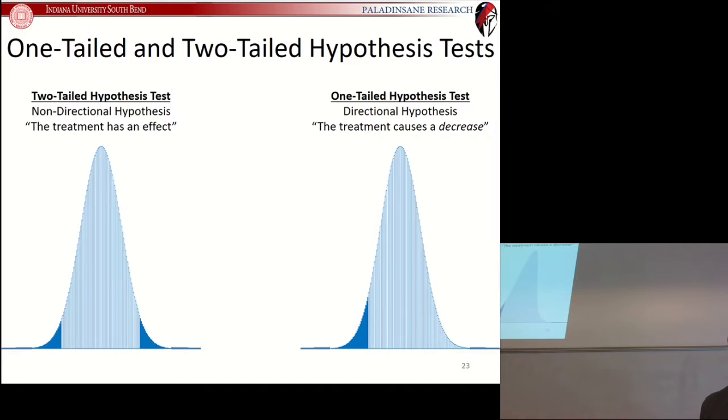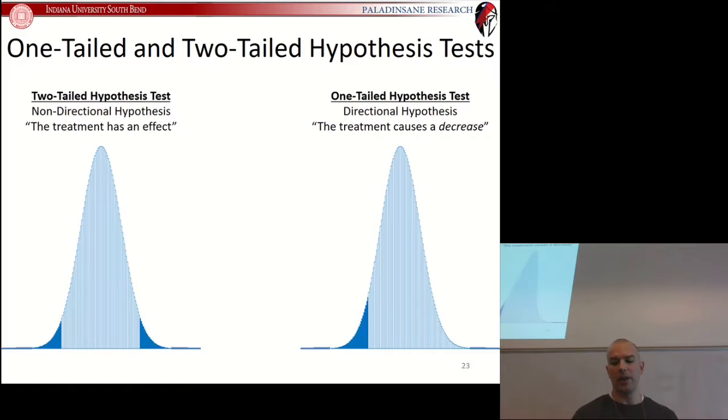Yep. Is this where biases come into play? People only look for the answer that they want? This is not necessarily where biases would come into play, but this is something that you have to be very careful with when you're using a one-tailed test, and some scientists don't like to use one-tailed tests because of this. You have to make your decision on the direction before you see your data.